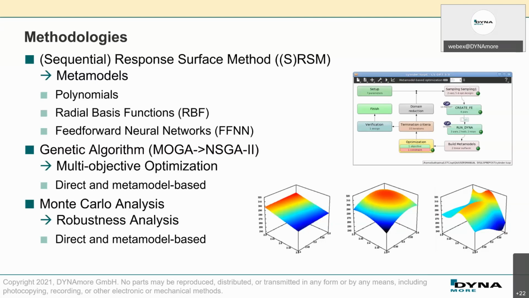And as another type of application, not optimization, LSOpt can also be used for robustness analysis. So we have a Monte Carlo analysis approach implemented in LSOpt to consider uncertainties of parameters and evaluate the results, which is also available direct. So in this case, we only use simulation results to evaluate statistics, or again, if this is too expensive, the Monte Carlo analysis is also available meta model based.